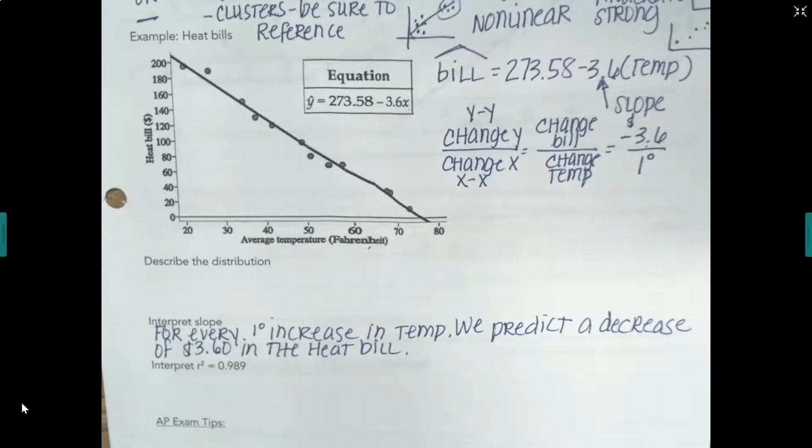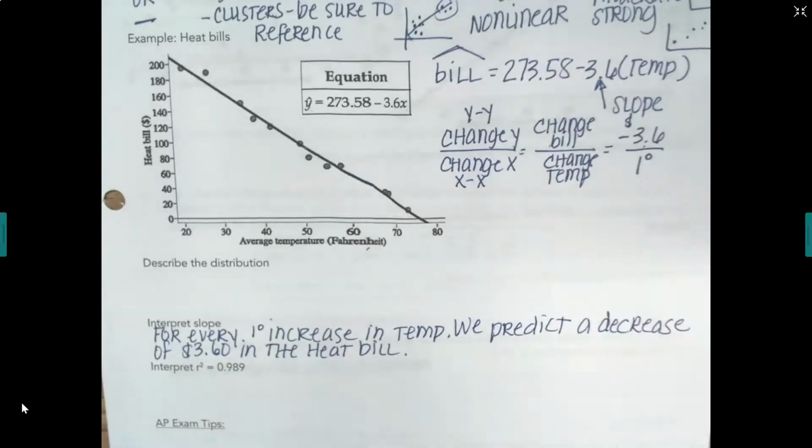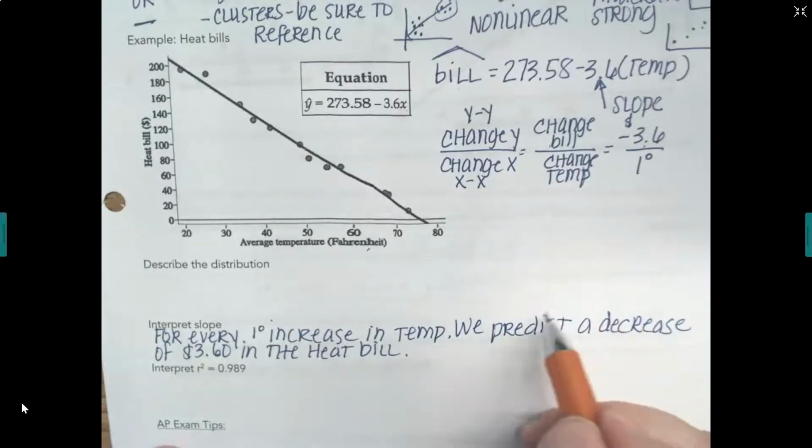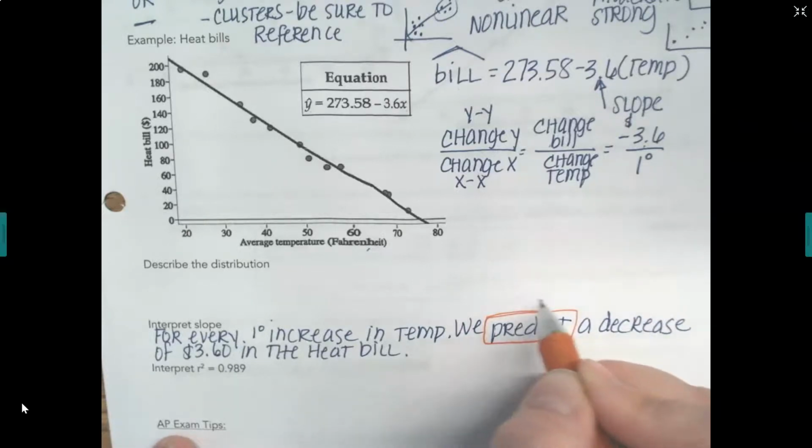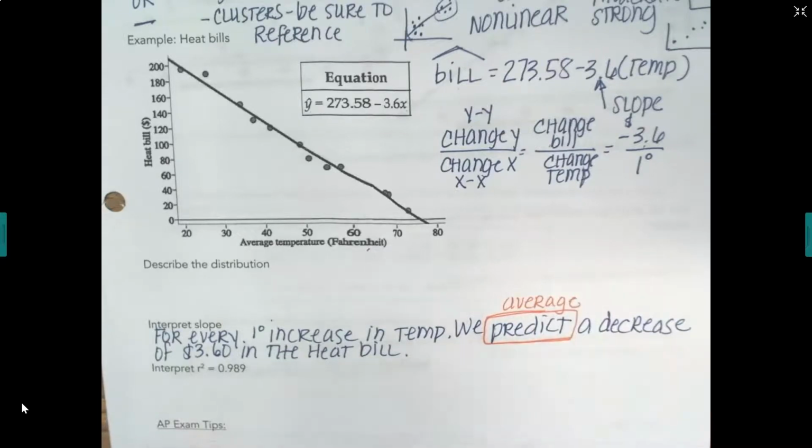So every time x increases by 1, y is decreasing an average of 3.6. So we want to be careful. I like the word predict, because that's what your regression line does, it makes a prediction. You could say it's an average. We have an average decrease. We're not saying this is what actually happens, because not everybody will have a $3.60 decrease in their bill. That's an average decrease. And so we're just making a prediction here.